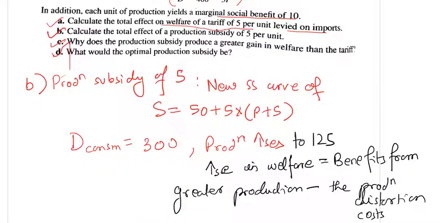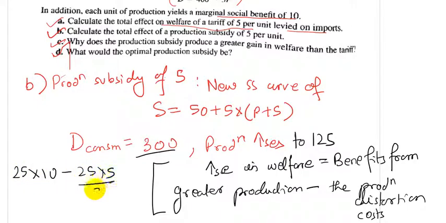Now the increase in welfare is equal to benefits from greater production minus the production distortion costs. Now a production subsidy of 5 gives the new supply curve of 50 plus 5 into p plus 5, and the consumption stays at 300. However, the production increases to 125. Thus from this equation that we have derived, we can calculate this as 25 into 10 minus 25 into 5 whole divided by 2, and upon calculation it comes to 187.5.